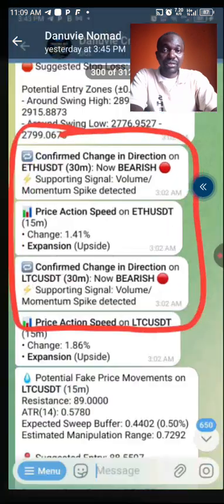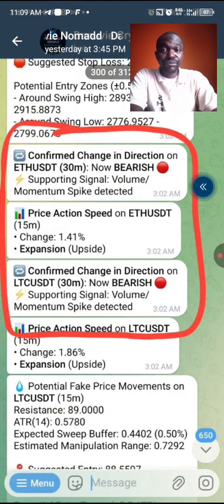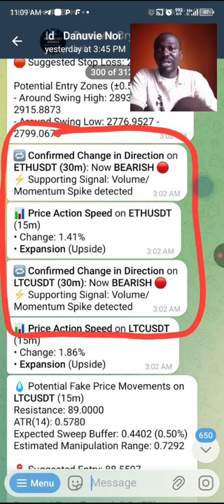So this is the first one. This is ETH USDT, that is Ethereum against the US dollar. What this simply means is that Ethereum is losing value to the US dollar, and then we have LTC USDT, which means LTC is also losing value to the US dollar. So let's look at that on the chart.